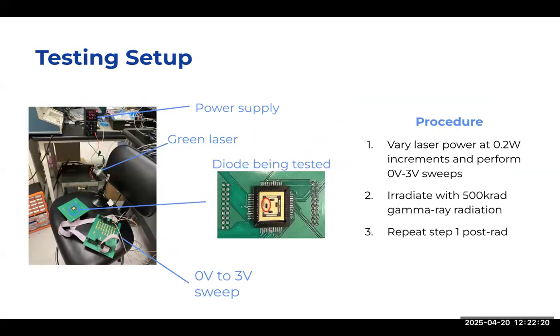IV sweeps were performed using a device analyzer with a diode's gate, drain, and body held at 0 volt. While the laser was illuminating the diode, the source voltage was swept from 0 volt to 3 volt.